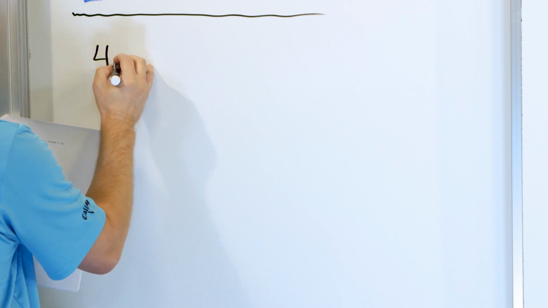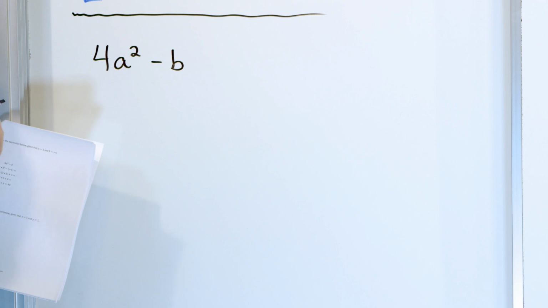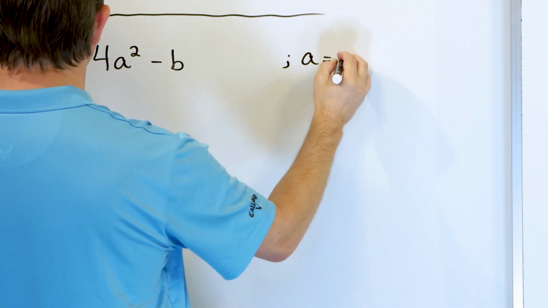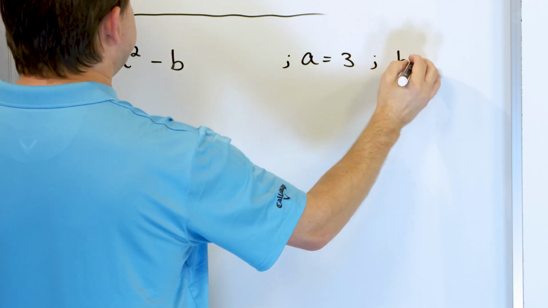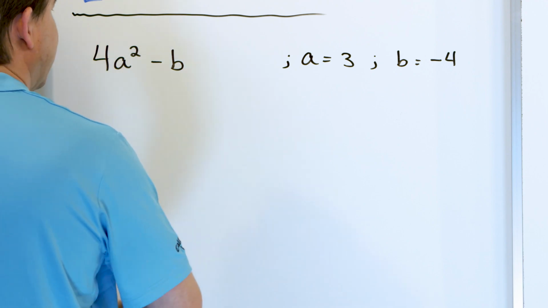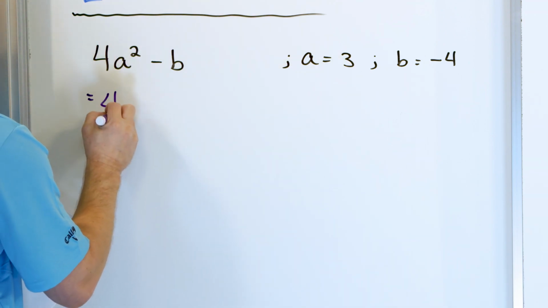All right, what about the expression 4a squared, 4 times a squared minus b? This is the expression, and I'm going to tell you that a is equal to 3 and b is equal to -4. So a is equal to 3. That means it goes right into this position. So what we have is 4.